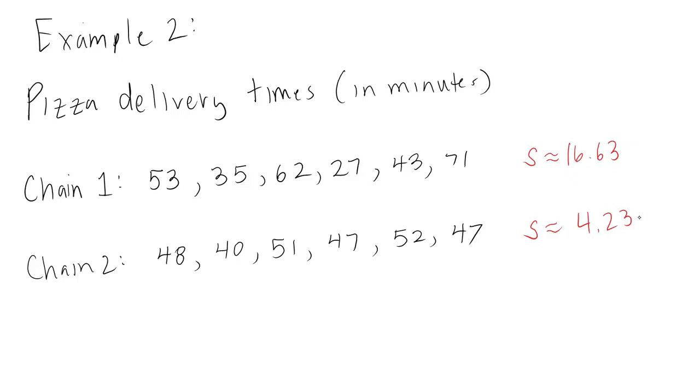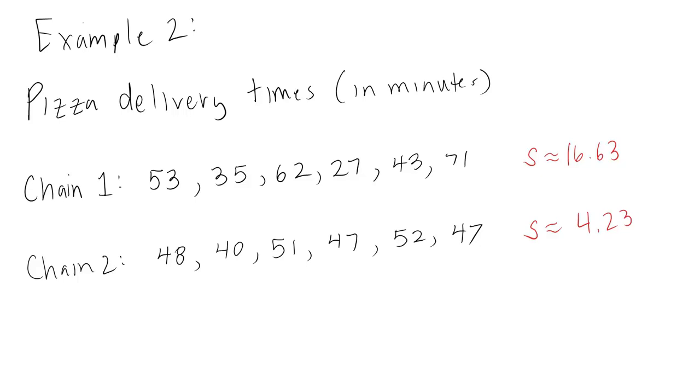Because the standard deviation for chain 2 is smaller than the standard deviation for chain 1, that indicates that the data for chain 2 is much more compact, much closer together than the data for chain 1. And you can see that just by eyeballing it. Chain 1's data ranges from a high of 71 to a low of 27. And chain 2's data ranges from a high of 52 to a low of 40. A standard deviation on its own can be hard to understand. A standard deviation compared to another standard deviation is much more natural.